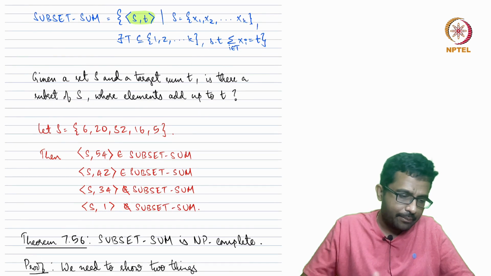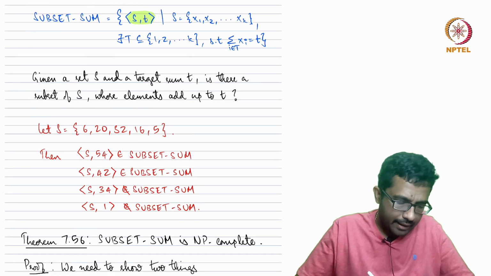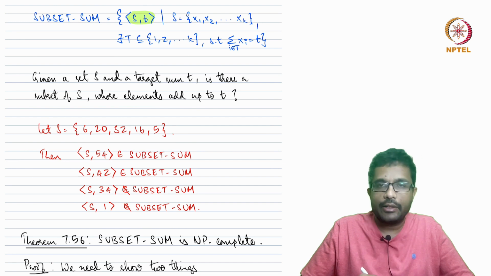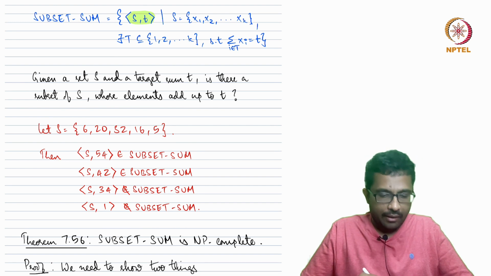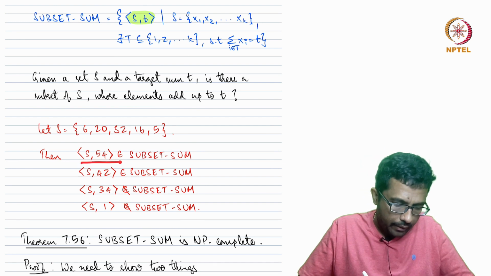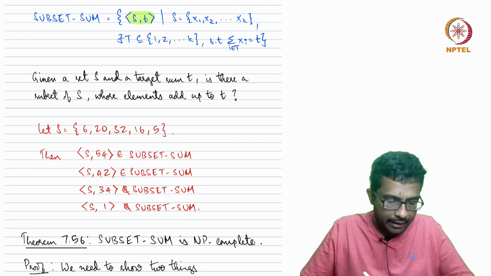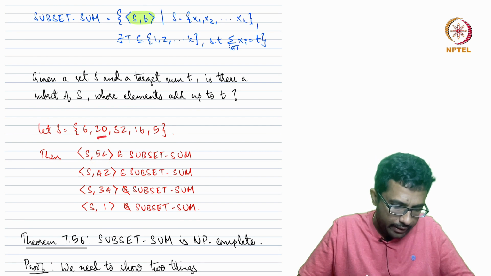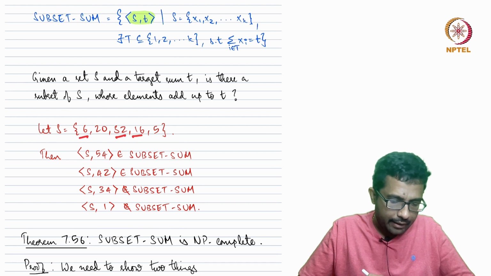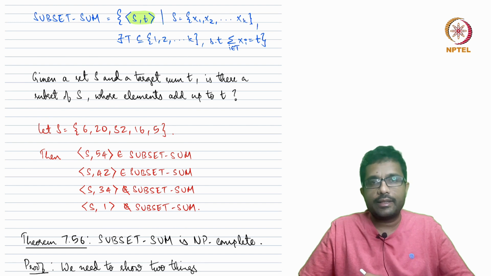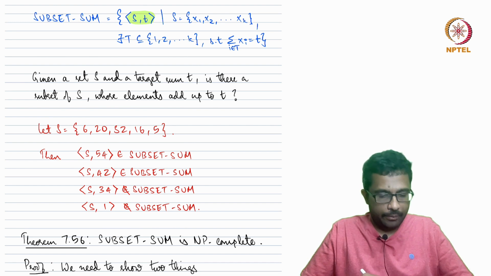So just for example, if the set S is 6, 20, 32, 16 and 5, then S and 54 is in subset sum because there is a subset that sums to 54. So what is the subset? 20, 32 gives you 52. No, that is not the one. So 32, 16 gives you 48 and then 6 gives you 54. So 32, 16 and 6 add up to 54.